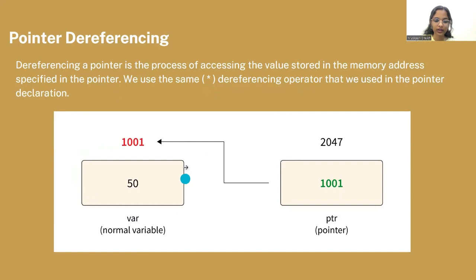So this is our variable which has the value 50 and the address of this variable is 1001. And this is a pointer PTR which stores the address of this variable which is 1001. So this is how a pointer points to the variable, but it stores the address of the variable. So whenever we change the value, it will be changed without any problem. And whenever we print this, we are going to get the changed value.